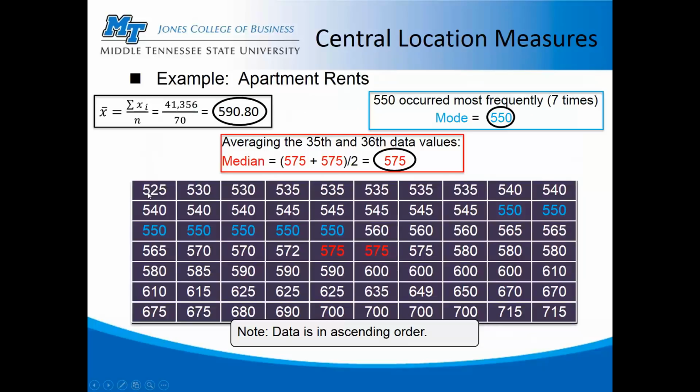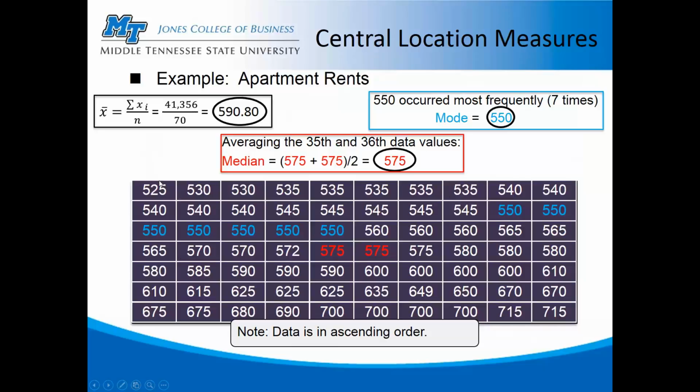Now here the apartment rents have been sorted. 525 was the smallest value. 530, there's a couple of those. 535, there were several of those values. But they've been sorted. The first one's up at the top, and as you go left to right, and from the top to the bottom, you can see the numbers are in sequence.